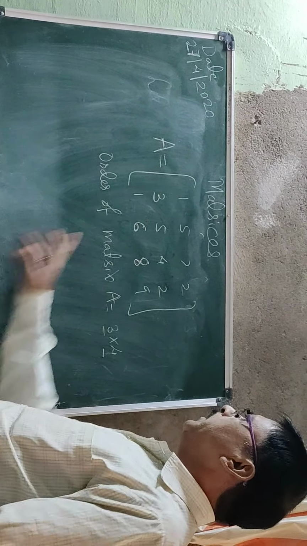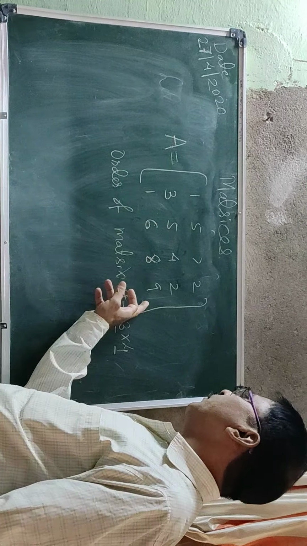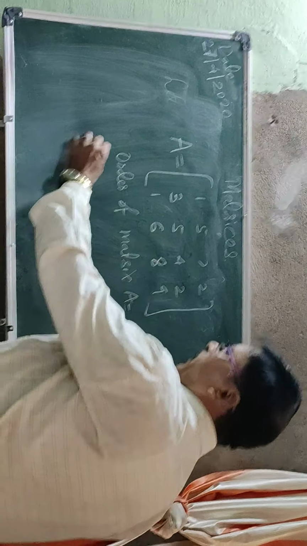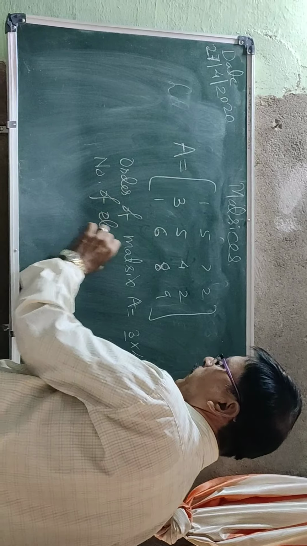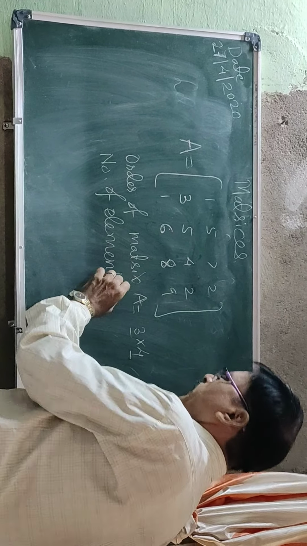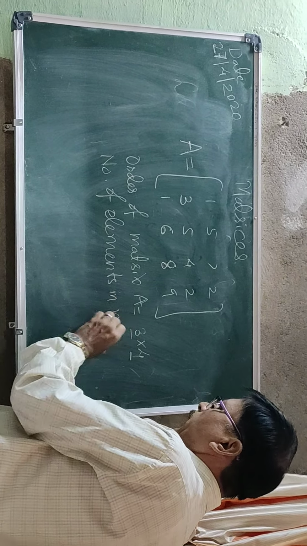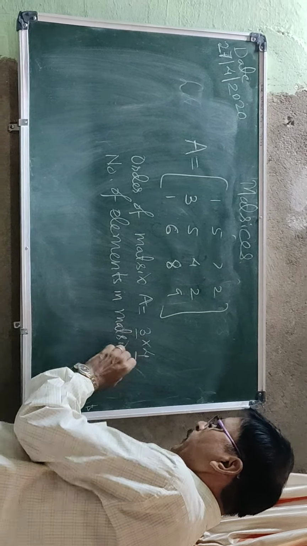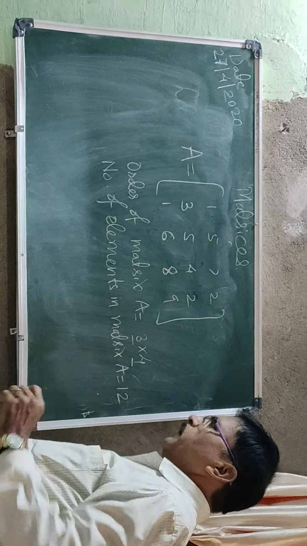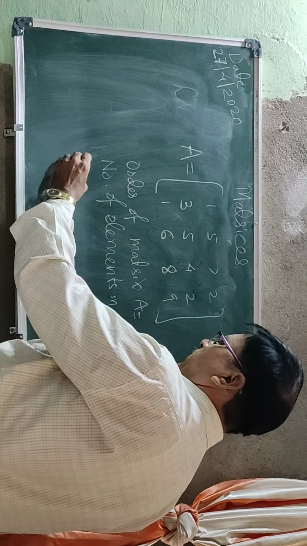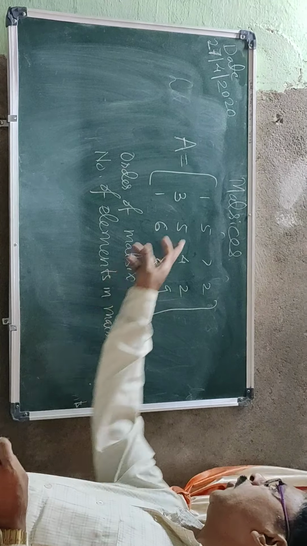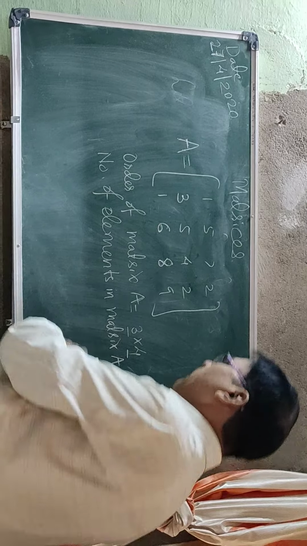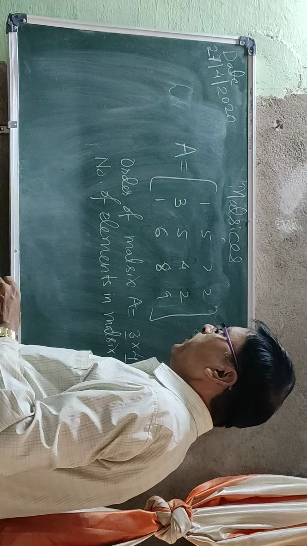Then the number of elements. How many elements does this matrix have? You can see that there are 3 rows and 4 columns. So the number of elements in matrix A is equal to 12. 3 into 4, that is 12.